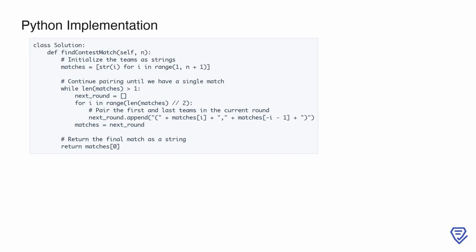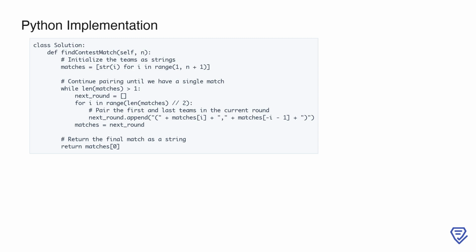For example, in the first round with n equals 8, the pairs would be 1 8, 2 7, 3 6, 4 5. This process is repeated for the next round, reducing the number of matches in half each time. For instance, the second round would produce 1 8, 4 5, 2 7, 3 6. Finally, the loop terminates when only one match remains in the matches list. This single string represents the full sequence of matchups for the tournament, and it is returned as the result.